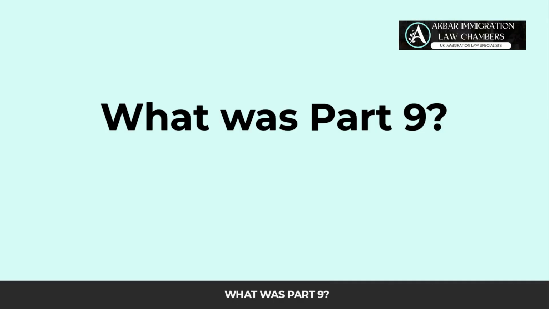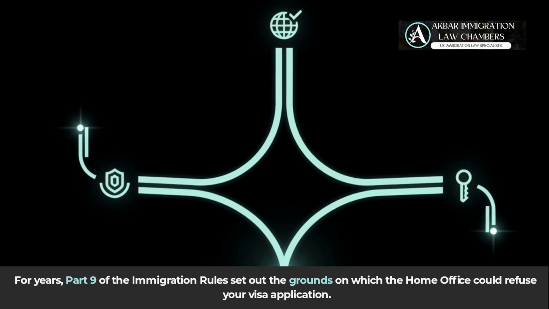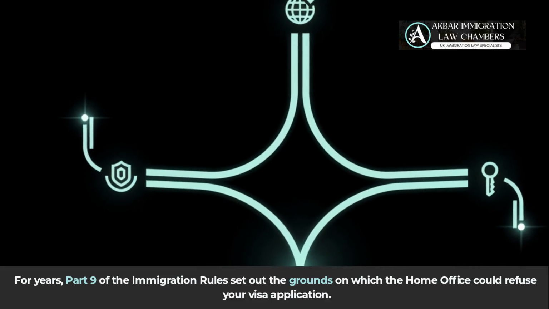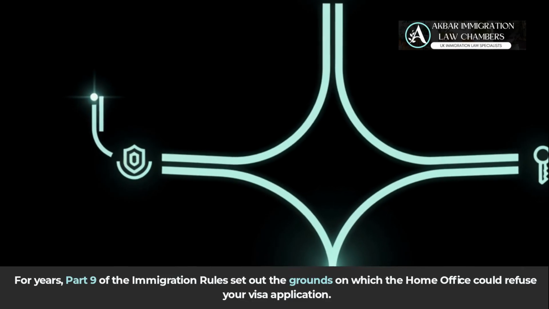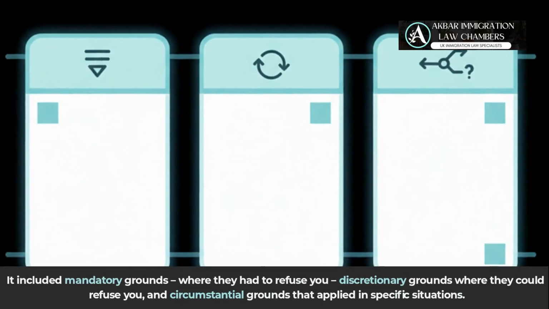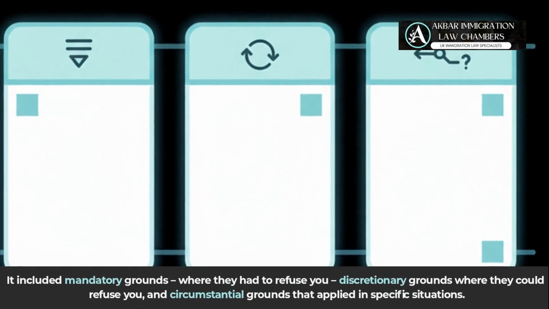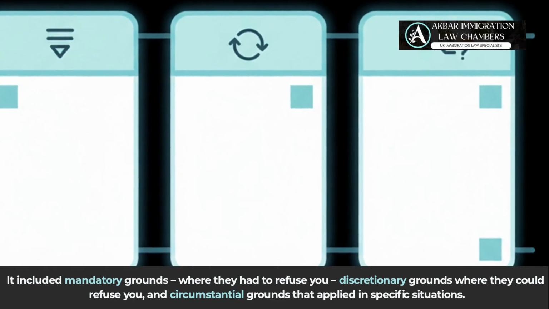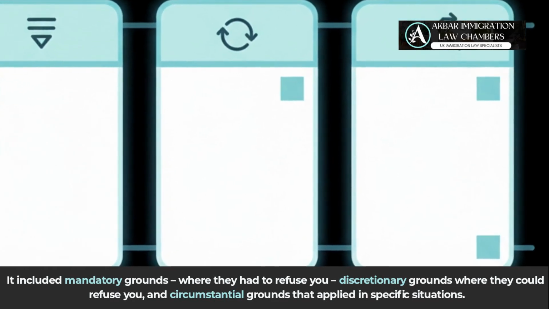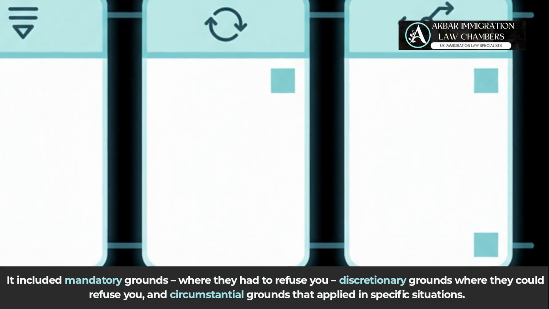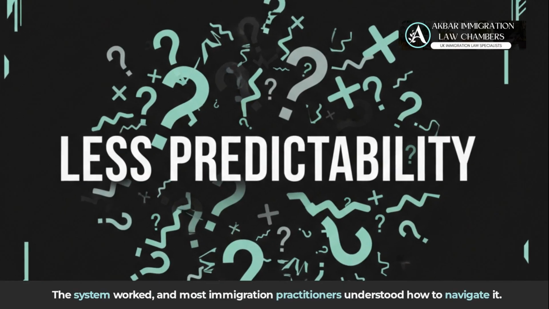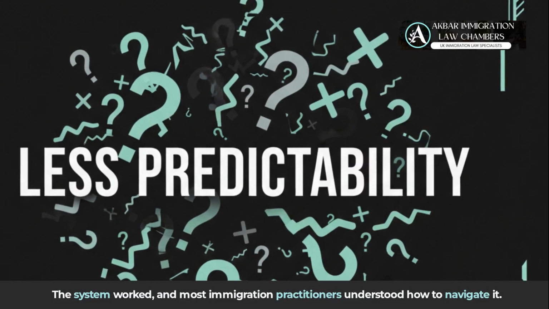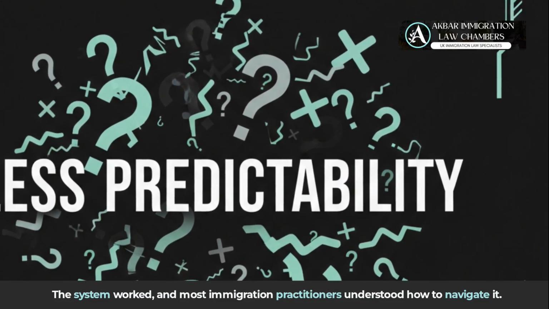What was Part 9? For years, Part 9 of the immigration rules set out the grounds on which the Home Office could refuse your visa application. It included mandatory grounds, where they had to refuse you, discretionary grounds, where they could refuse you, and circumstantial grounds that applied in specific situations. The system worked, and most immigration practitioners understood how to navigate it.